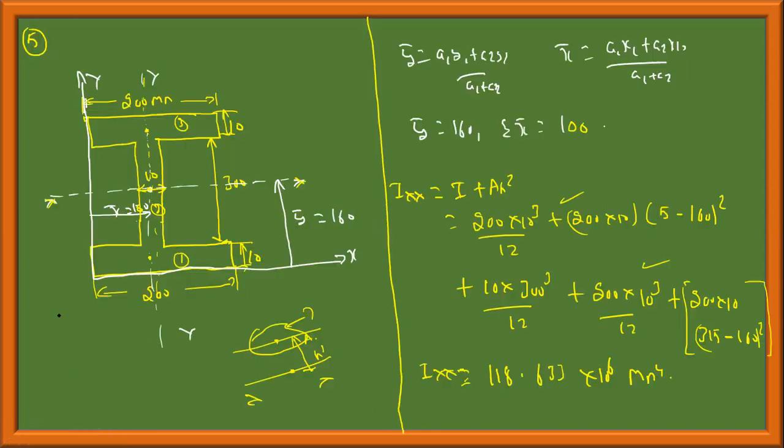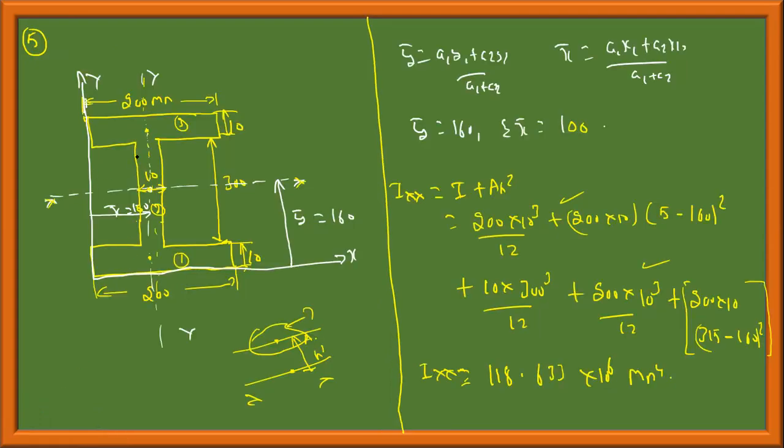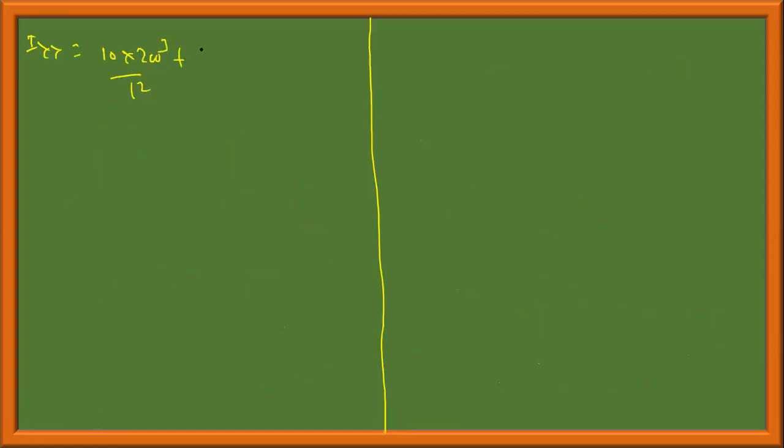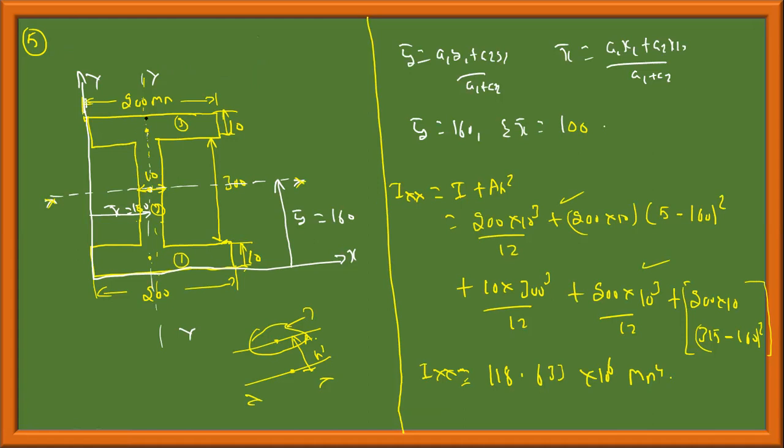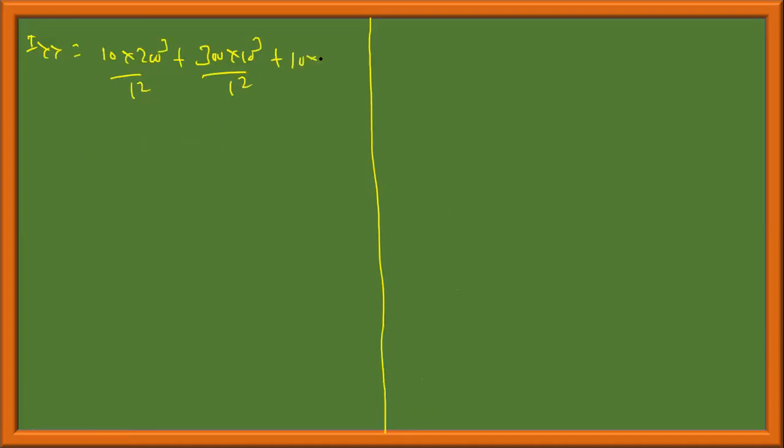This is bd cube by 12, where for an axis parallel to y axis, b is the dimension parallel to the axis. So for the first section b is 10, 10 into 200 cube by 12, plus the second section, where 300 is my b, 300 into 10 cube by 12, plus the third section, since the axis passes through the centroid, 10 into 200 cube by 12. Tell me what is IYY.